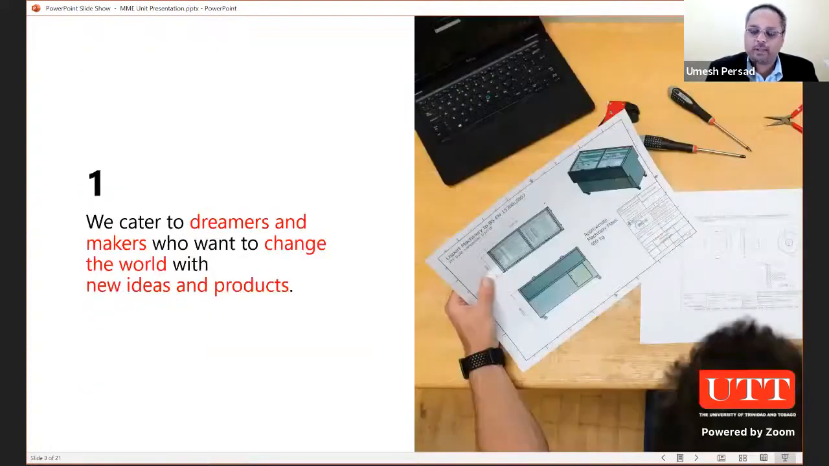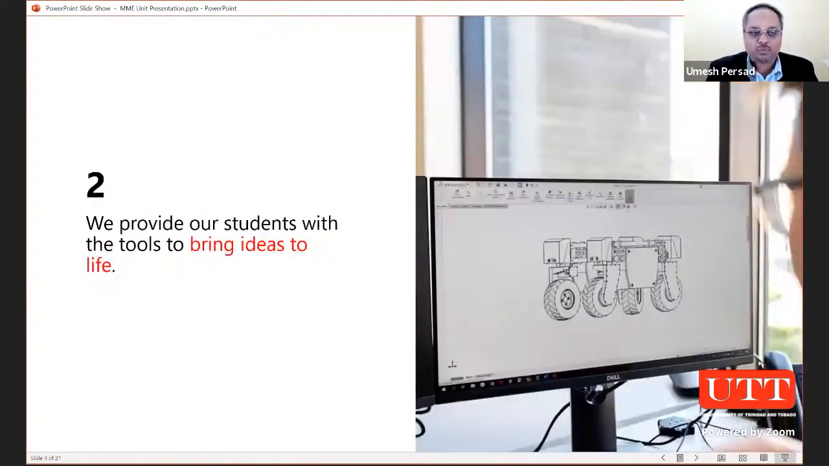Now, what is the aim of the MME unit? First of all, we cater to a particular kind of student. We cater to dreamers and makers who want to change the world with new ideas and products. So we are aware that there are young people who would like not only to look at what the problems are, but to come up with solutions to problems. And so we cater for that in our unit, those students that enjoy design, coming up with new ideas, creating new solutions. We also provide our students with the tools to bring ideas to life. So we train our students into how to come up with good ideas and how to produce those ideas to make it into a reality.